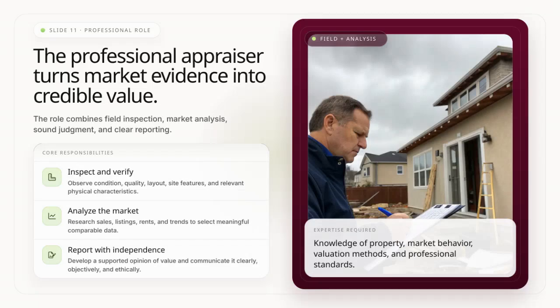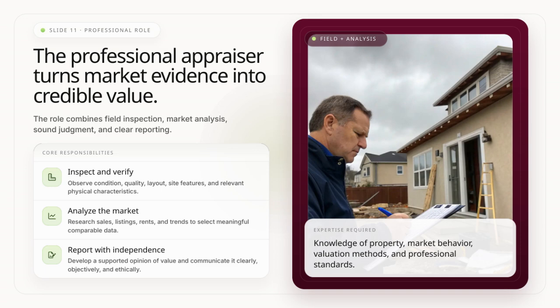The professional appraiser plays a crucial role in translating market evidence into a credible value. This role is much more than just a number. It requires a combination of field inspection, thorough market analysis, sound professional judgment, and clear, concise reporting. First, the appraiser must inspect and verify the property, paying close attention to its condition, quality, layout, site features, and all relevant physical characteristics. This hands-on approach ensures a deep understanding of the property itself.